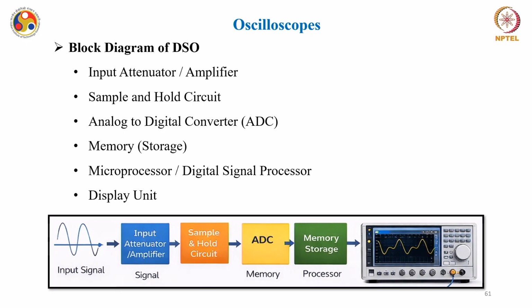Okay. This is a typical block diagram of a DSO, where you have the input signal, which is fed into an input attenuator or an amplifier depending on what is required. Then the signal is fed to a sample and hold circuit because we have to feed it into an ADC for digitizing it, and then you have a memory which can store the data and a microprocessor which can process this data, and then finally you have a display unit.